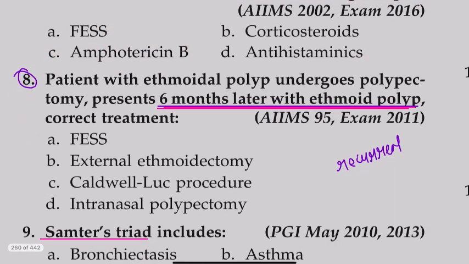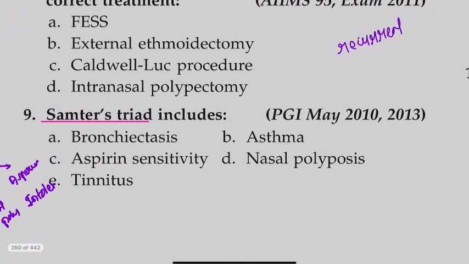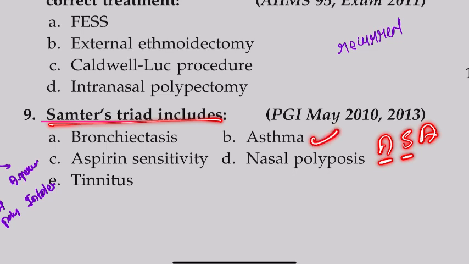A patient with ethmoidal polyp undergoes polypectomy and presents 6 months later with recurrent ethmoidal polyp. The correct treatment is FESS. The surgical management of recurrent ethmoidal polyp is done by FESS. Samter's triad includes, as I have already said, A: asthma, sinonasal polyp, nasal polyp, and aspirin intolerance, that is aspirin sensitivity. So B, C, and D are the right answers.